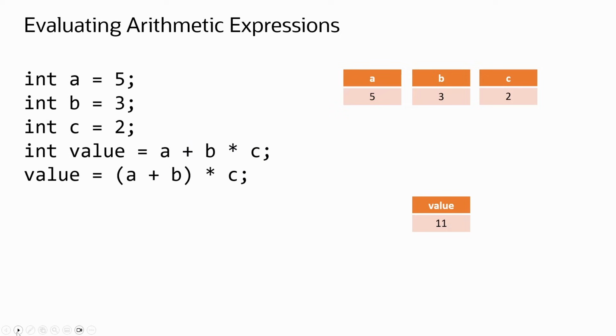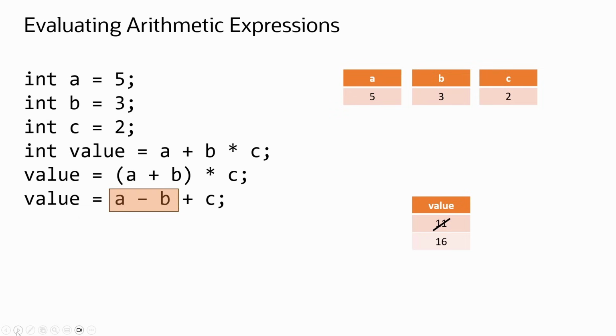Let's look at another expression. Here, we used parentheses around A plus B, so that expression is going to be evaluated first. A plus B is 5 plus 3, which is 8, and then 8 times C, which is 8 times 2, or 16.